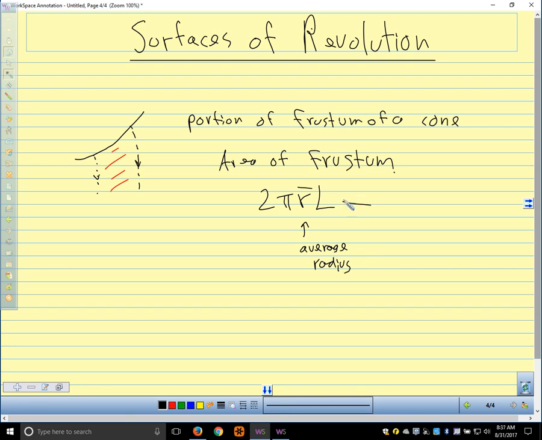And this is the slant height. So slant height means the height along the side of the cone. So the area of that frustum is 2 pi r bar L. And if we make the distance, that delta x, small enough, the r bar is essentially the radius of revolution, and the slant height is the arc length along the cone. So the slant height, the distance, is this arc length along here. So that's where the integral comes from.